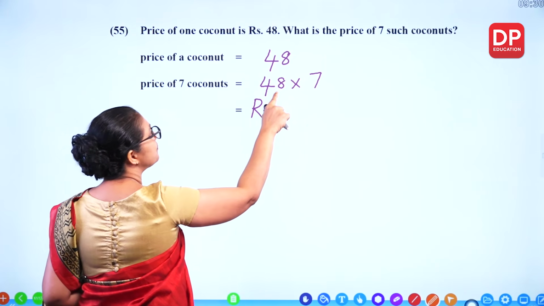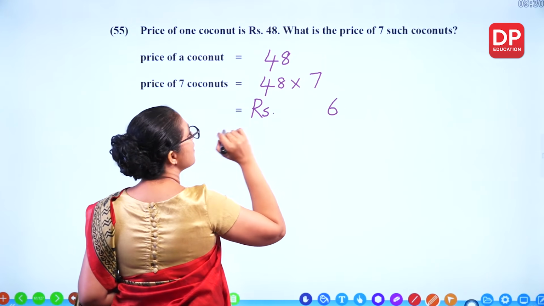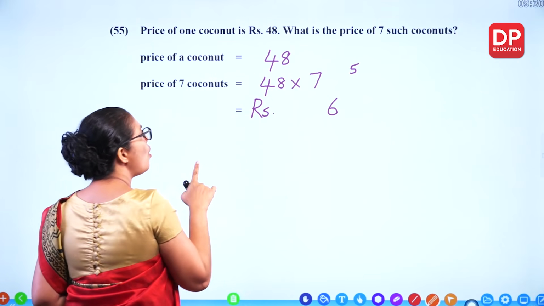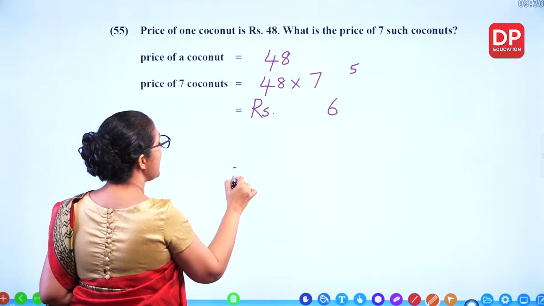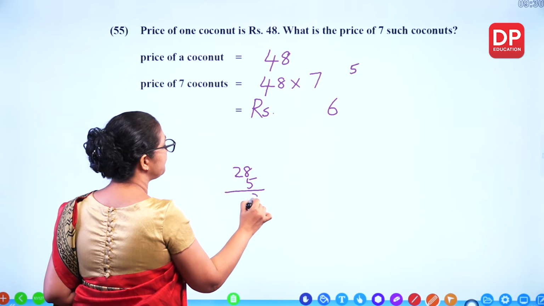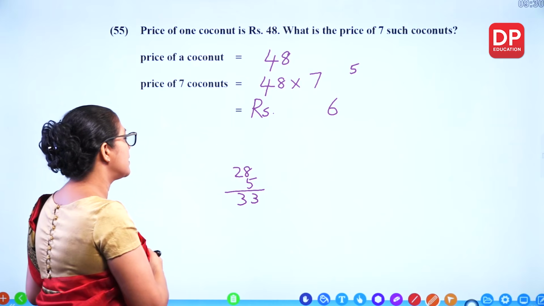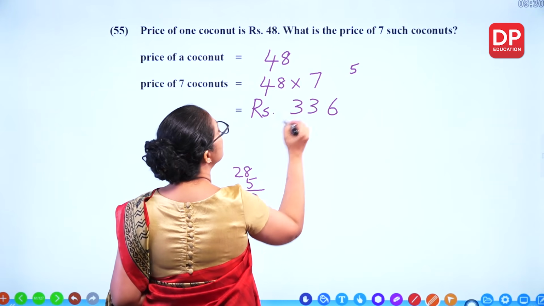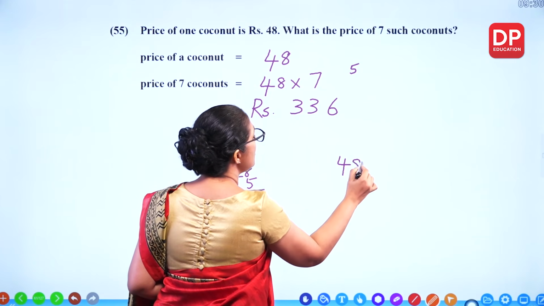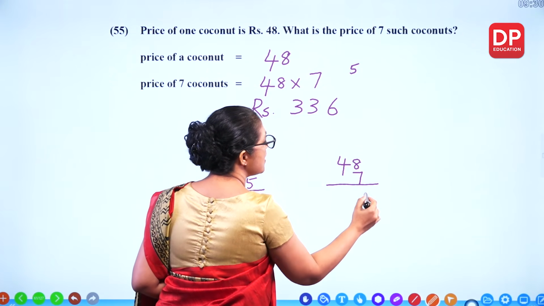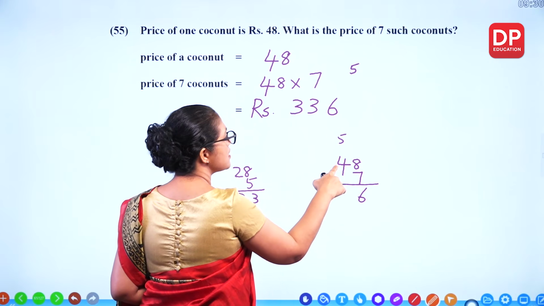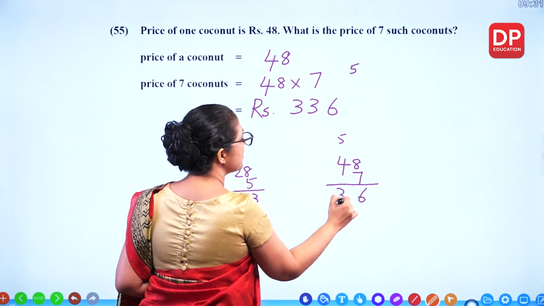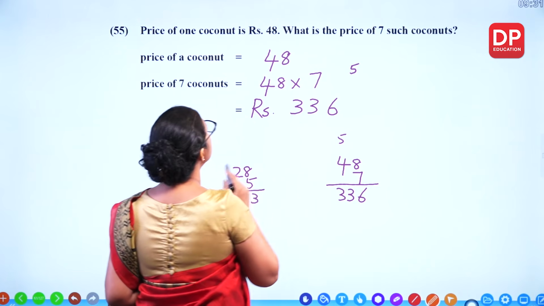7 times 8, 56. You put 6 and 5 remain. 7 times 4, 28. 28 and this 5, you get 33. So 33 here. If you can't do it that way, it is better to do it this way. 7 times 8, 56, 5 remaining. 7 times 4, 28, plus 5, you get 33. 336 rupees.